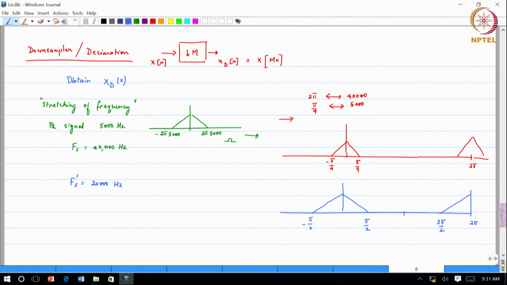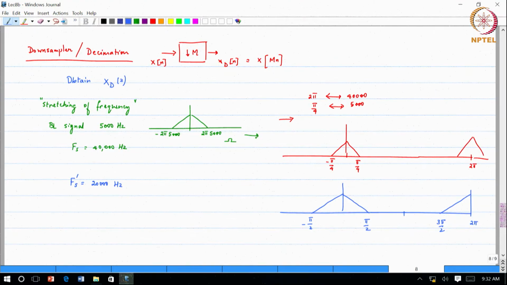Now the signal did not change, the same input signal. I changed the sampling frequency, I reduced the sampling frequency by a factor of half. The discrete time representation seems like the spectrum has been stretched. Whatever was the input spectrum when I did the sampling at 40 kilohertz, when I do it at 20 kilohertz, the spectrum is wider.